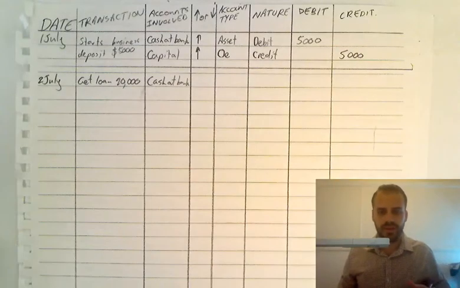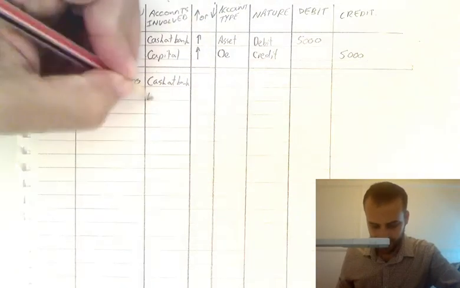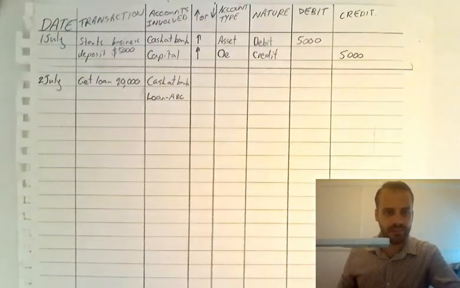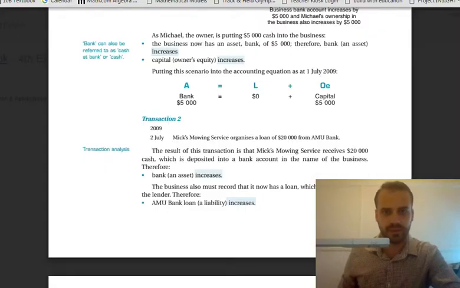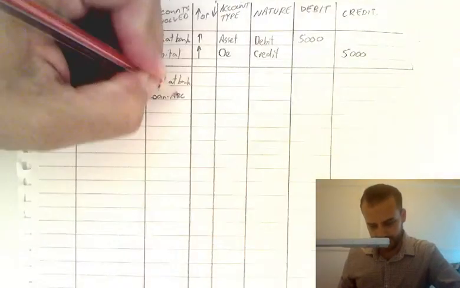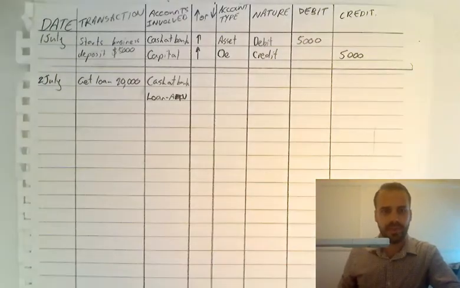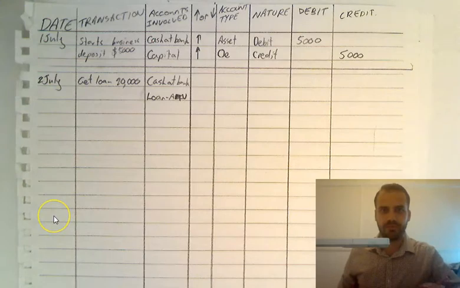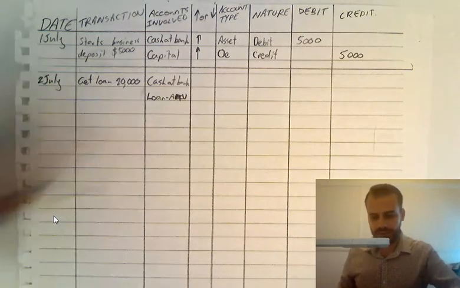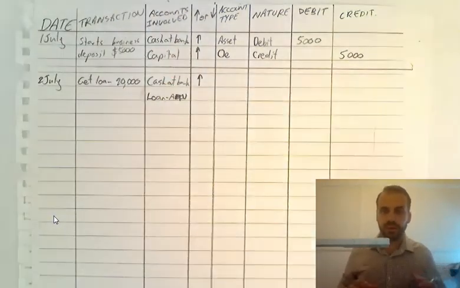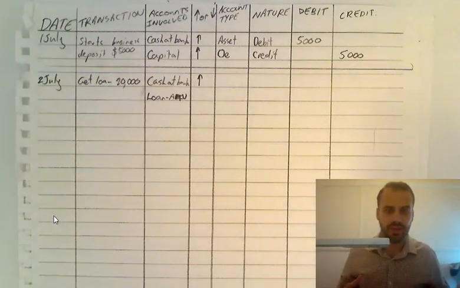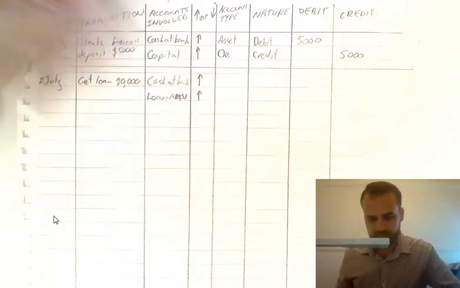Now the other one is going to be a loan account. And that loan is from, I think it was from ABC Bank. Let's have a look. AMU Bank, sorry. Okay, moving along here. Now, the cash at bank has gone up, and the value of the loan has gone up as well. You didn't have any loan yesterday, now you have a $20,000 loan.